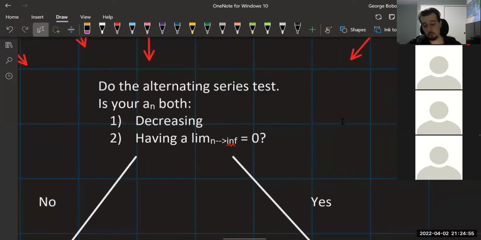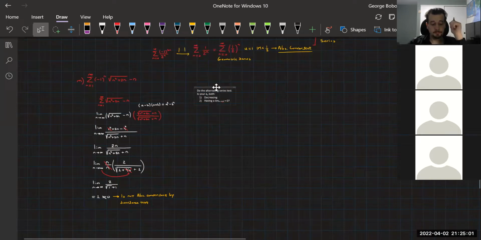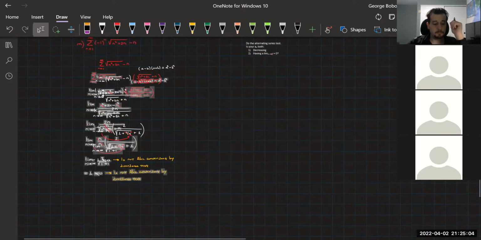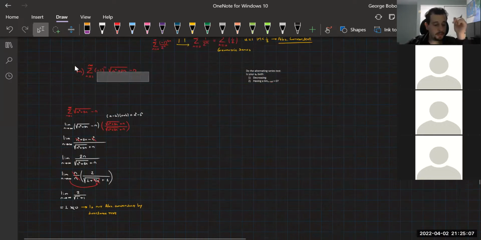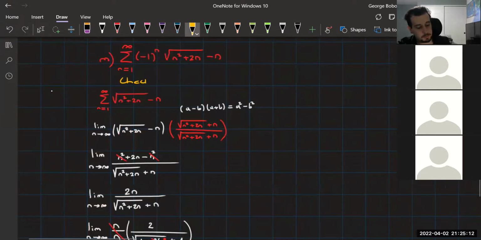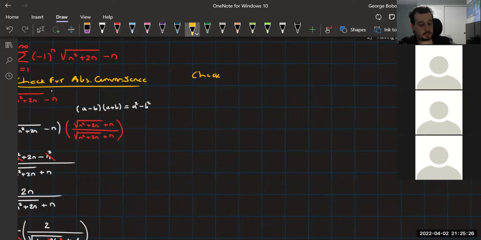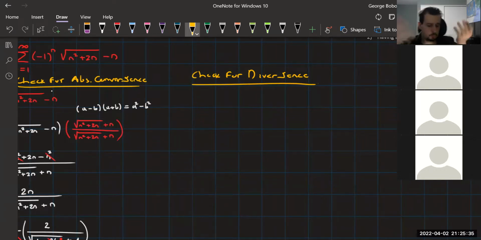I'll copy it if you don't remember the rules. Okay, so we gotta check now if it actually diverges. Fair enough. So we bring this back in. Again, we can label these, but this is check for absolute convergence first. And then we would have stopped if it was converging here, but it's not. So we go further and we check here for divergence now, or conditional convergence. We'll see which one we get.